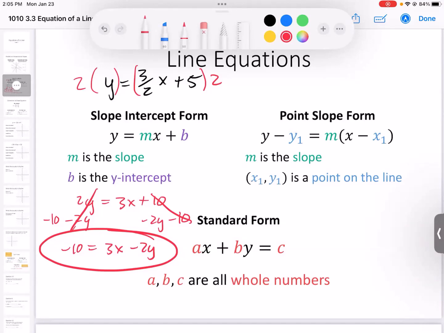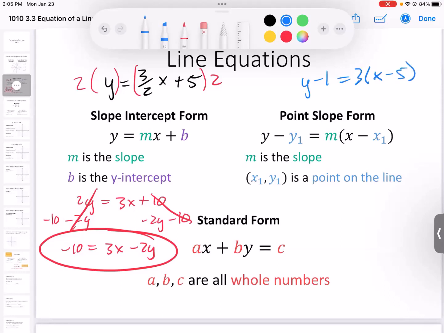Okay. Same thing with point slope form. A lot of times they'll give you a problem where you need to use point slope form to find the equation, but they might ask for it in slope intercept form. So you might end up with an equation that looks something like y minus 1 equals, I don't know, 3 times x minus 5.